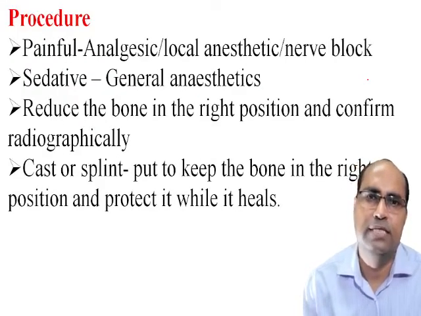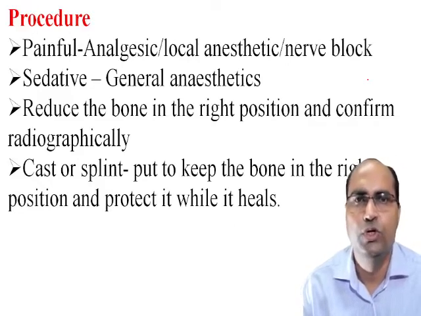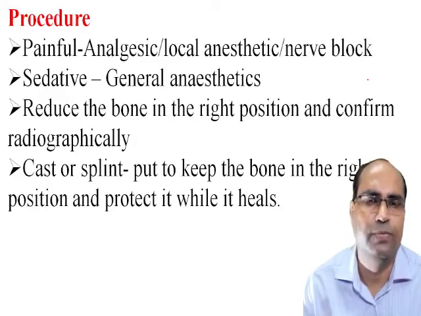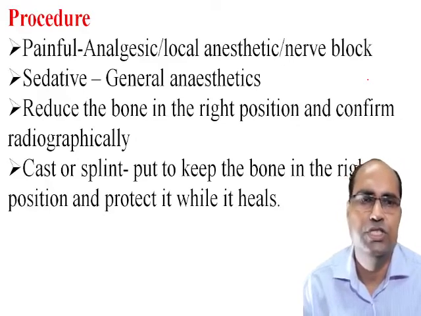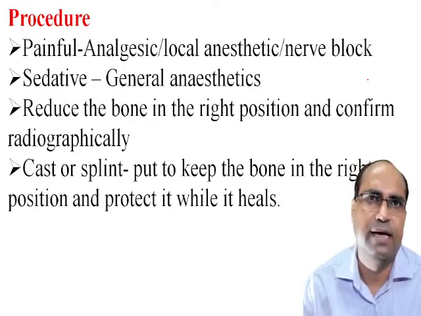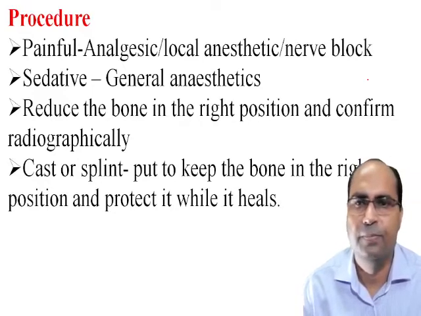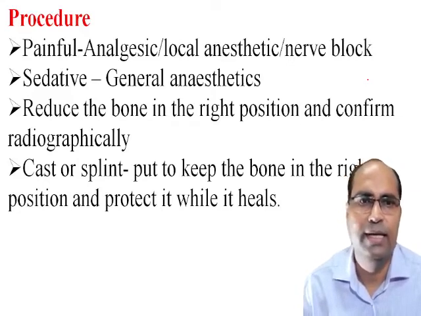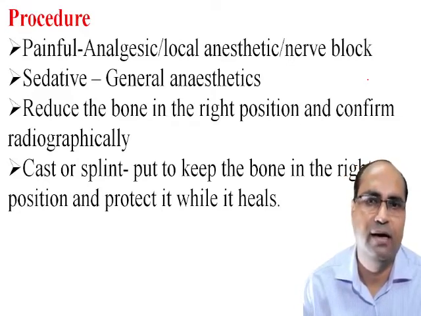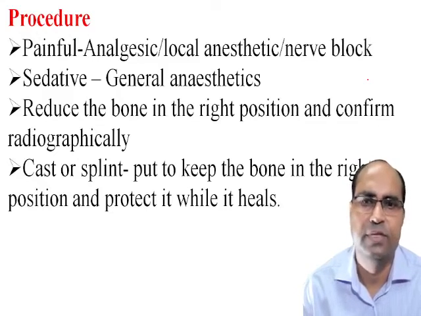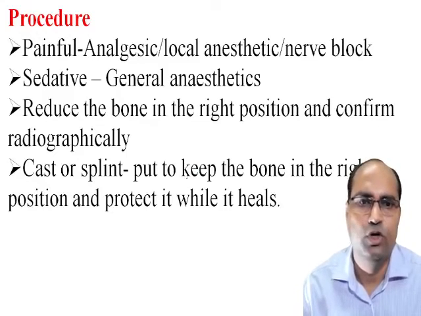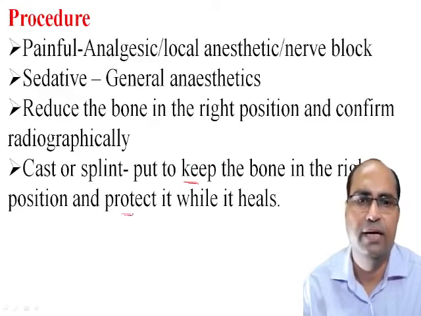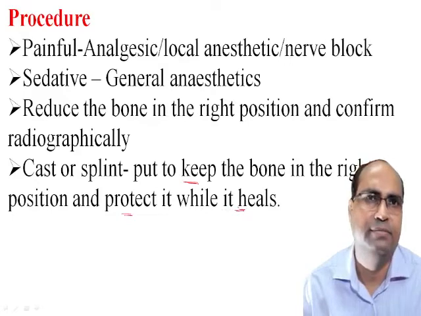Procedure. This is a painful position, so use an analgesic, local anesthetic or a nerve block. We can use sedative or general anesthetics as per the conditions or temperament of the animal. Reduce the bone to the right position and confirm radiographically. A cast or splint is put on to keep the bone in the right position and protect it while it heals.